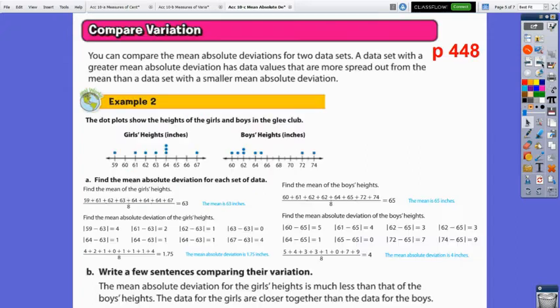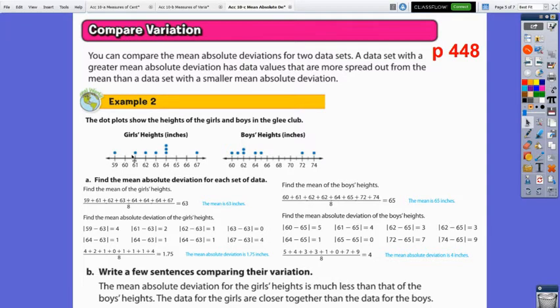All right, and you can also use mean absolute deviation to compare different data sets to see how their variations are different. There's a lot of gobbledygook here in the book on this particular example, which I've kind of squeezed together. There's girls' heights and boys' heights. Now, this is a dot plot, which we will talk about more on Tuesday in the next class. You should be able to read the dot plot, that each dot here is one of these data points.